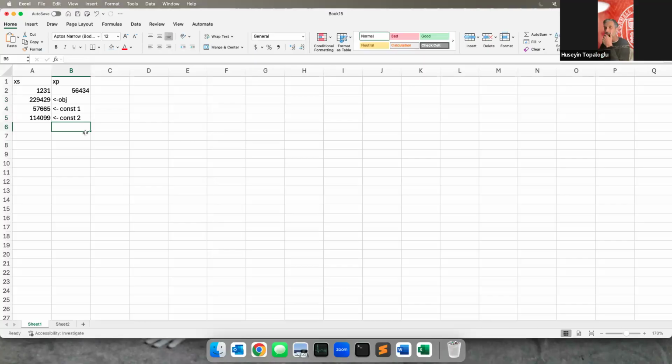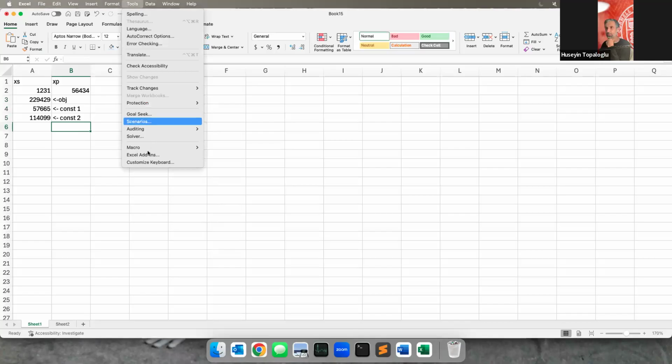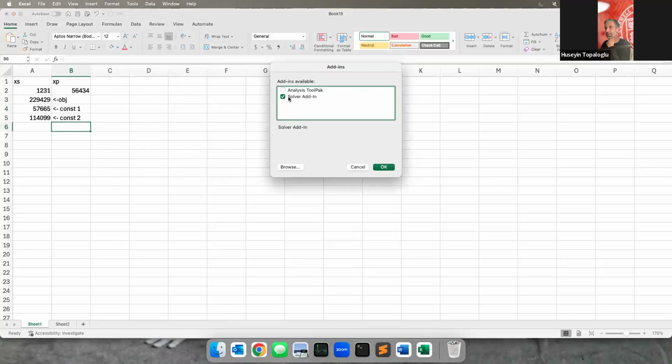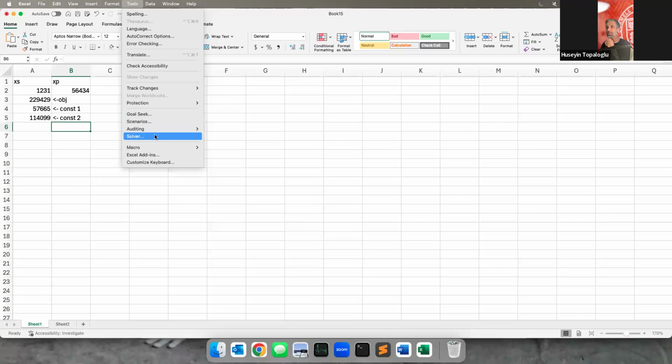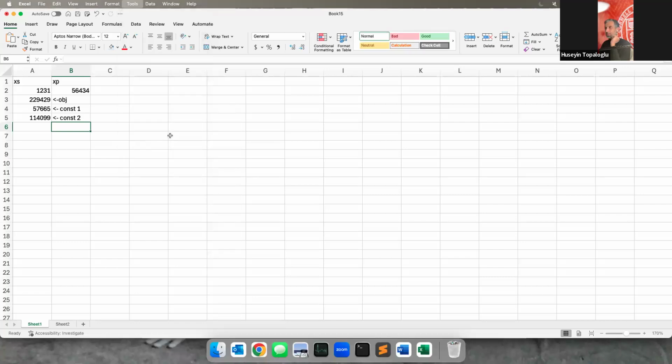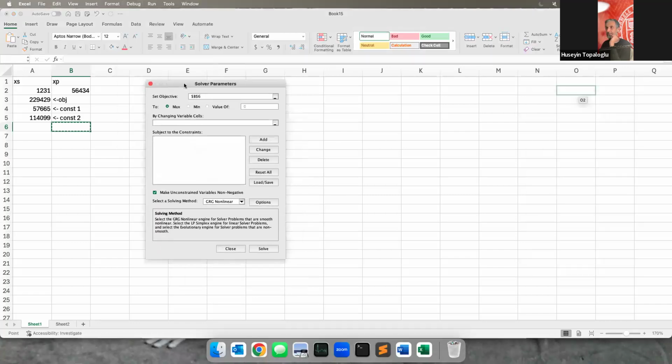Good. So now let's go to Excel solver. Excel solver is underneath tools and solver right over here. And if somehow Excel solver is not appearing under the tools menu, you can go to Excel add-ins and add Excel solver by clicking this checkbox. I already did that, so my Excel solver is appearing under the tools menu. Let's go to solver.